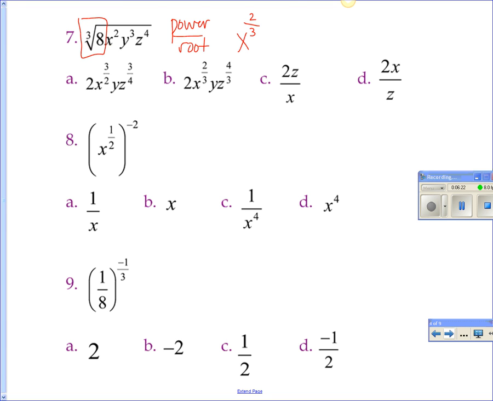And guys, you can stop right there. Look at all your answer choices. Which one has x with a 2 over 3 with it? B. Okay? So don't make it harder than it is. Power over root. The power is up high. God is a higher power. Okay? All right. Number 8. Haley, do you remember what I do with 1/2 and -2?